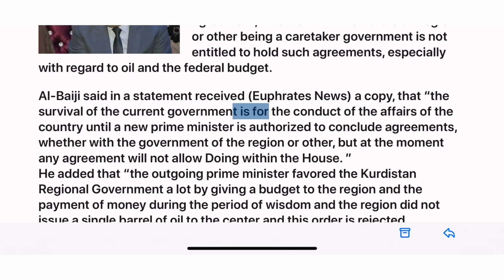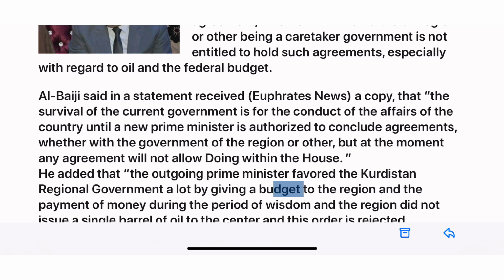Al-Baiji said in a statement received by Euphrates News, a copy of which we have, that the survival of the current government is for the conduct of the affairs of the country until a new prime minister is authorized to conclude agreements, whether with the government of the region or other. But at the moment any agreement will not be allowed within the House.